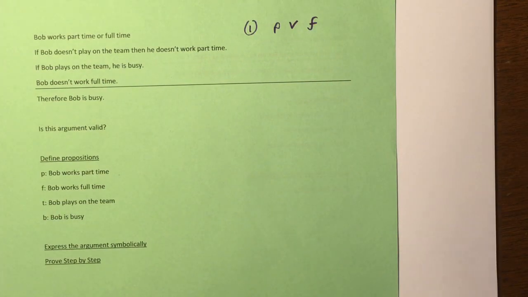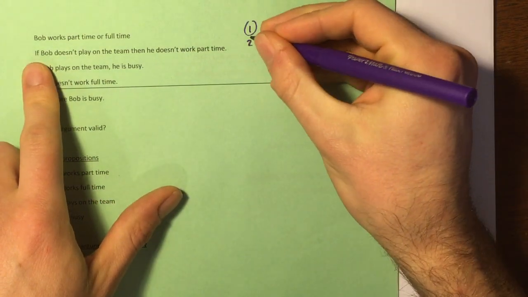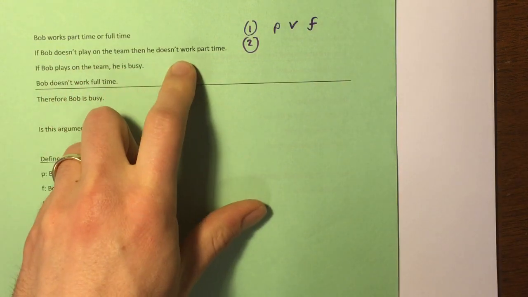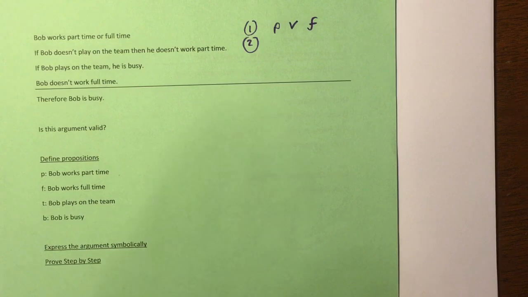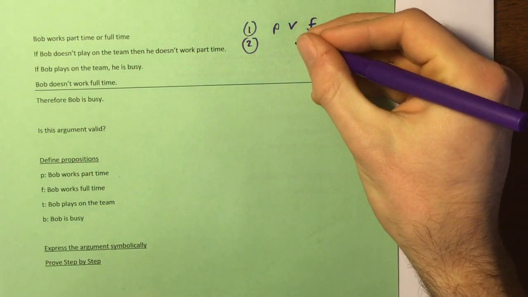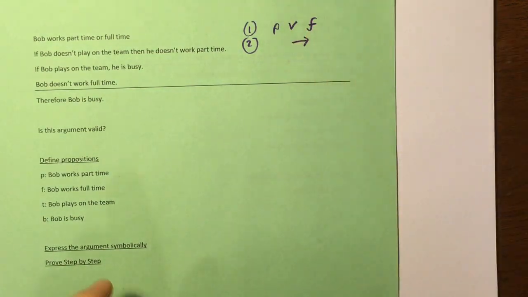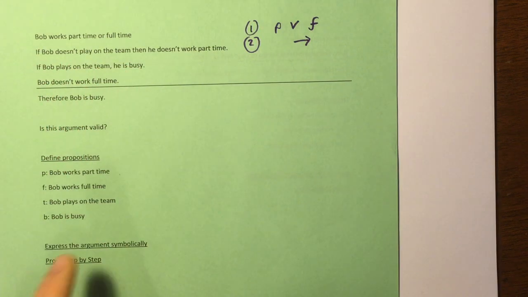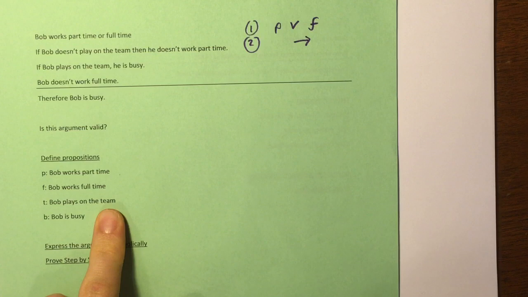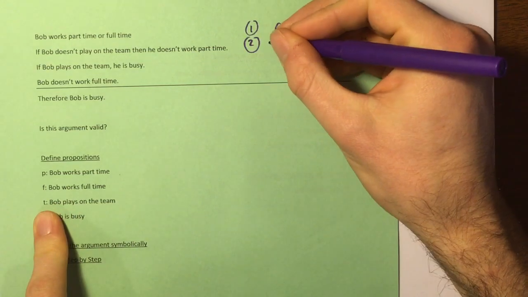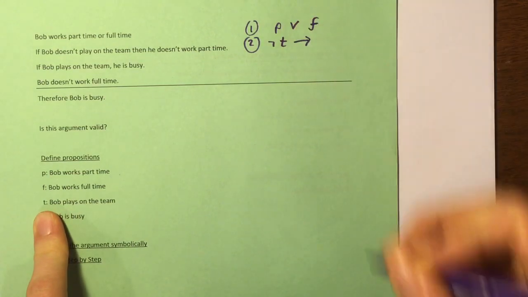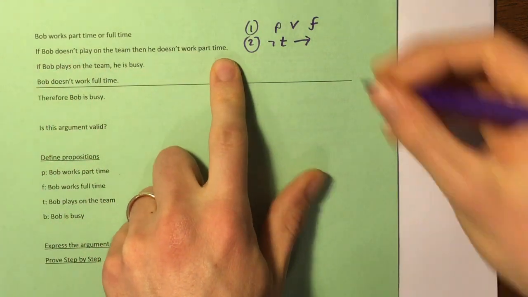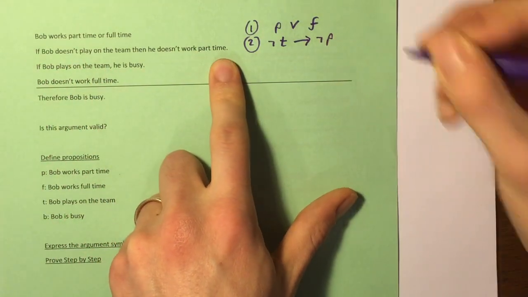All right. 2, if Bob doesn't play on the team, then he doesn't work part-time. Okay, this is an implication, right? If, then. What's the hypothesis? If Bob doesn't play on the team. Well, Bob plays on the team is one of our variables. It's T. So that means the hypothesis here is not T. If Bob doesn't play on the team, then he doesn't work part-time. So that would be not P.